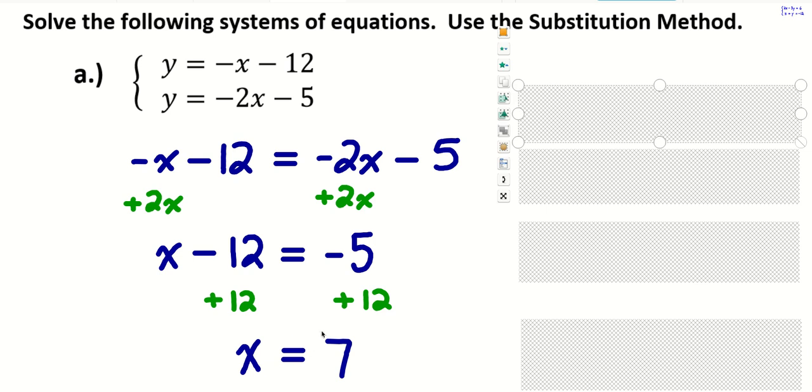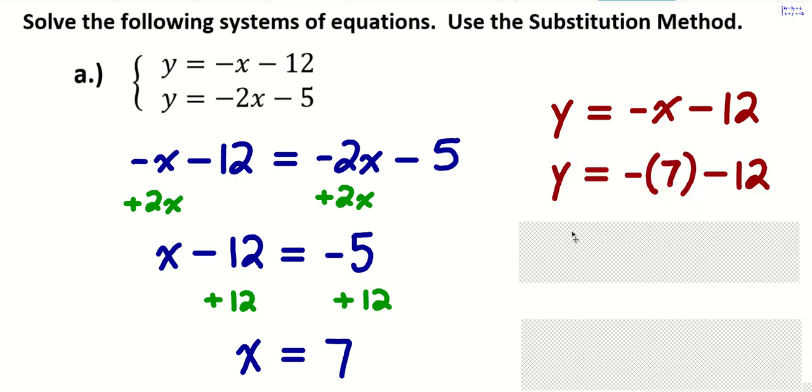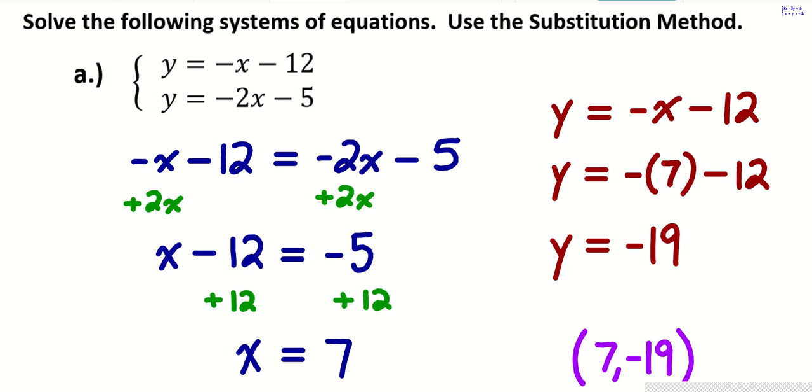So now that we know x equals 7, we can plug it into one of these. Which one do you want to plug it into? Because it really doesn't matter. Looks like I'm choosing the first one. So now that we know that x is literally 7, we can figure out what y equals, which is negative 19.